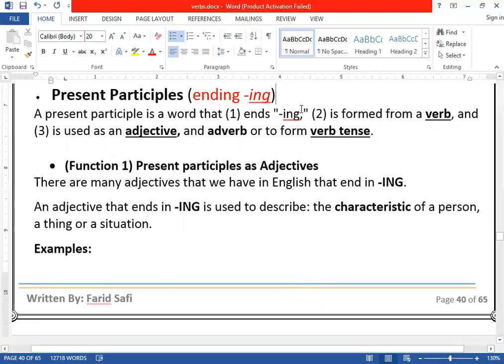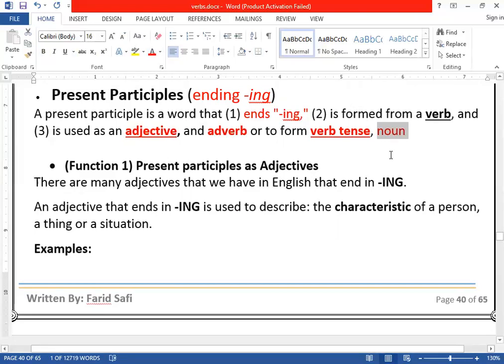I have written here for you that a present participle is a word that ends with what? With ing. Present participle ends with what? Ing. Clear? Number 2, it is formed from what? From a verb, and is used as an adjective, adverb, verb tense, and it can also be used as a noun. And if it is used as a noun, that is gerund. Clear? Because gerund is also the present participle form of the verb.